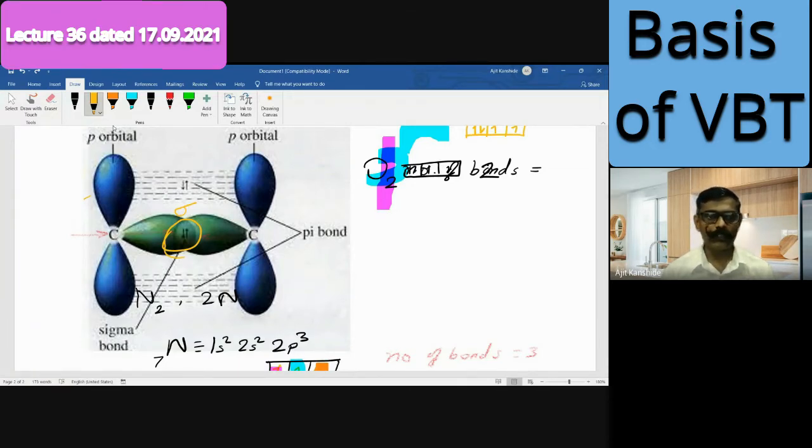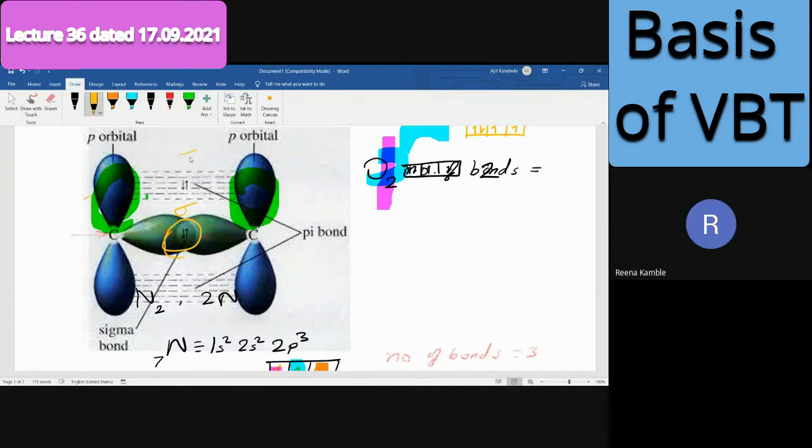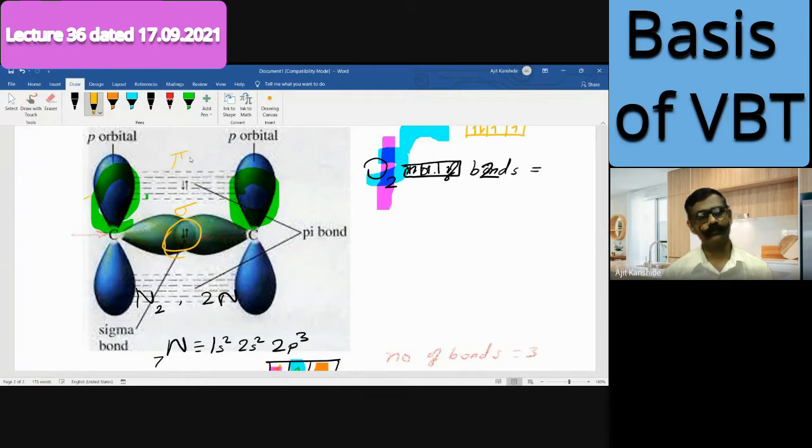Now think about these blue colored orbitals, say px orbital or py orbital. This is the upper lobe of one orbital, and similarly the upper lobe of the other orbital. These two will overlap to result in which kind of bond? Sigma or pi? Pi bond. So the pi bond is because of lateral interaction, and the sigma bond is because of head-on interaction.